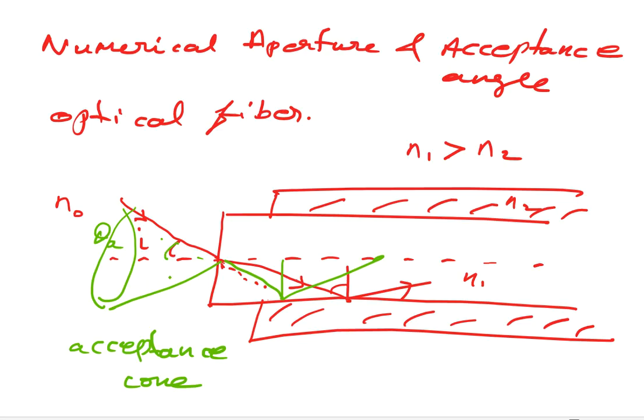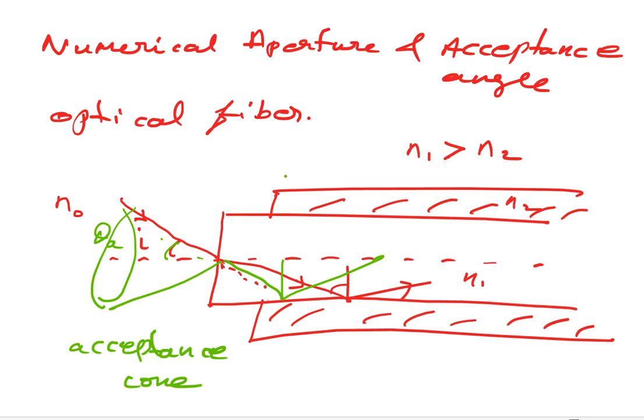Now, when a light enters an optical fiber, only the light which is coming within this cone will be transmitted. That means total internal reflection will take place and the light will be transmitted. If a light hits outside this cone angle, what will happen? Inside, it will be less than the critical angle and it won't get total internal reflection. The light will be lost. So now we are going to derive this acceptance angle.